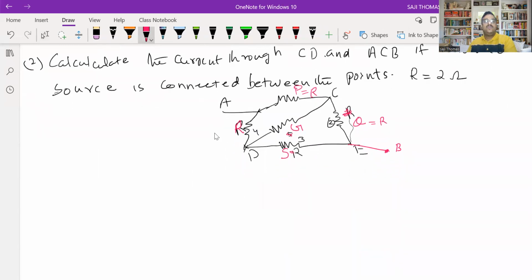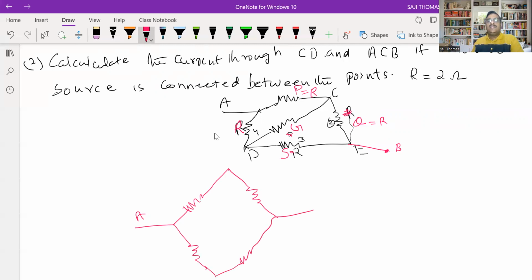For more clarity, I am drawing once again like this. This point is A. This point is B. This is E. This point is C. This point is D. So it is a Wheatstone bridge.